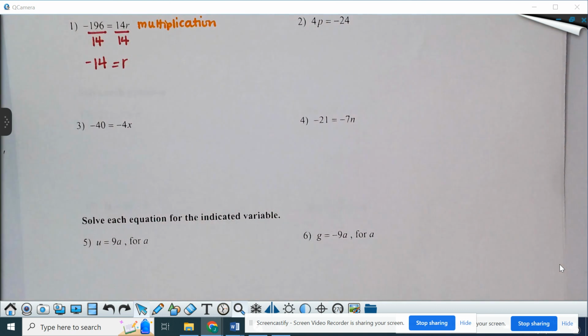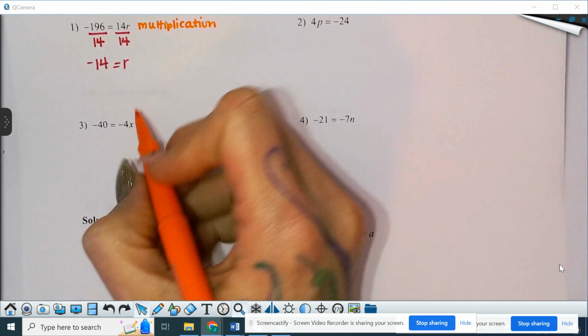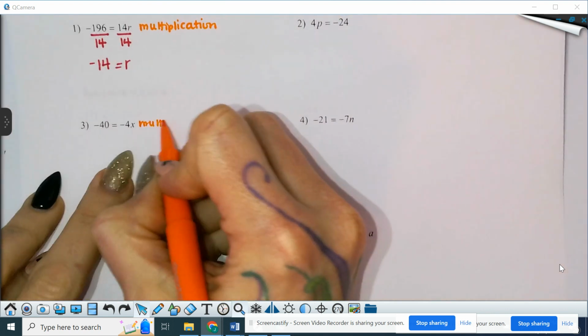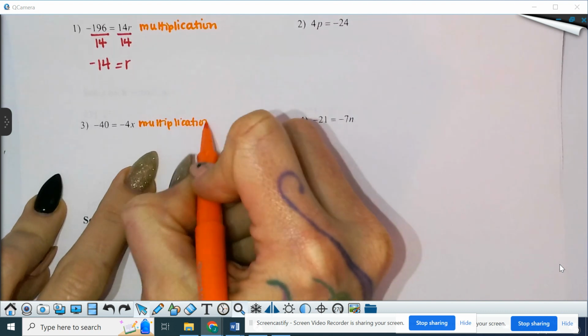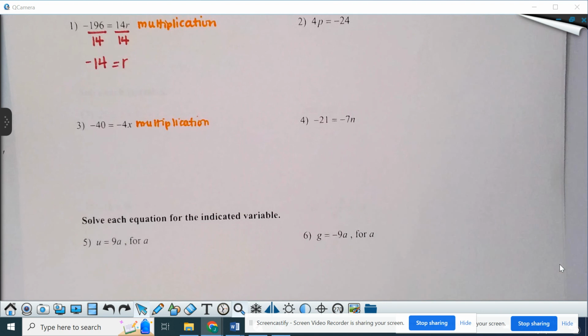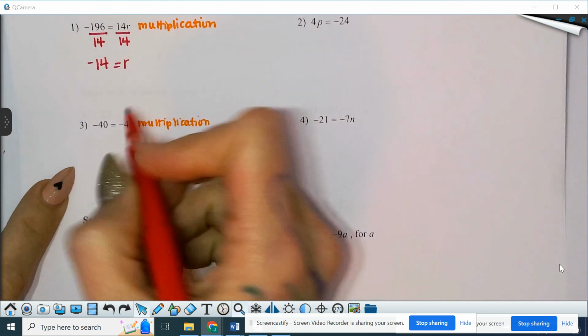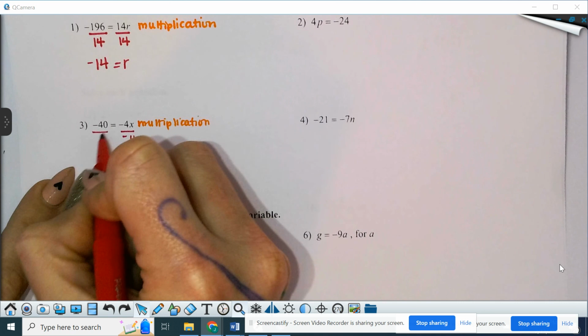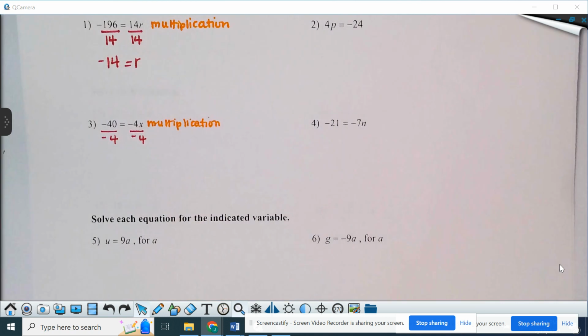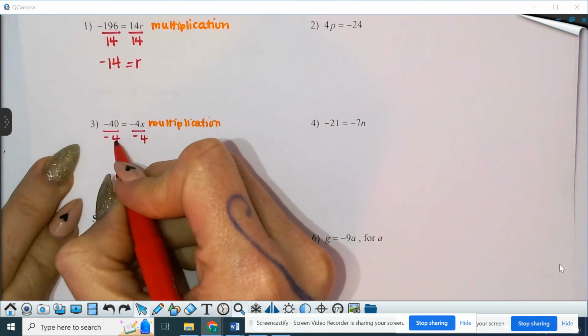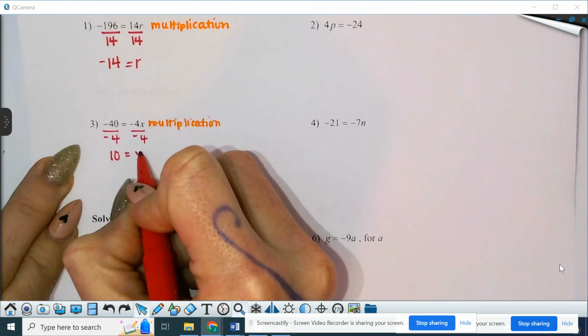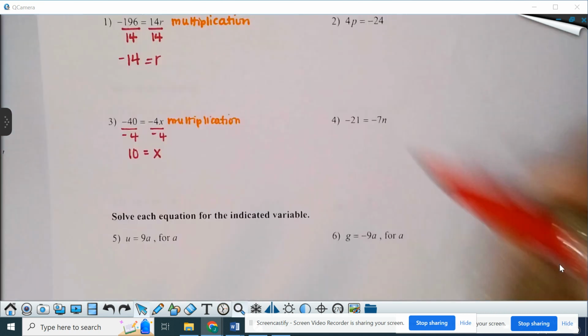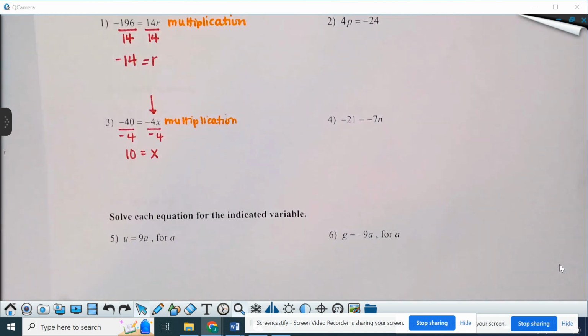All right, so negative 4 times x. Again, negative 4x. This is multiplication, and so we have to do the inverse. Whatever you do to one side, you have to do to the other. Since this is negative 4 times x, we're going to divide both sides by negative 4. A negative divided by a negative gives me a what? Somebody type in the box and tell me. Yes, good job. Negative 40 divided by negative 4 is going to give me a positive 10. It's the inverse, because ultimately this problem is saying negative 4 times what gives me a negative 40.